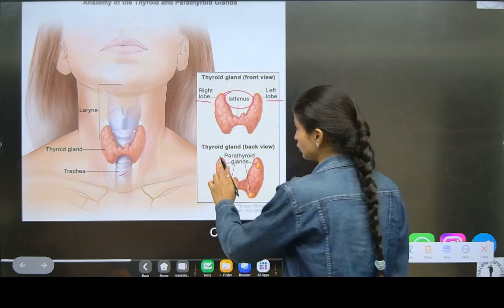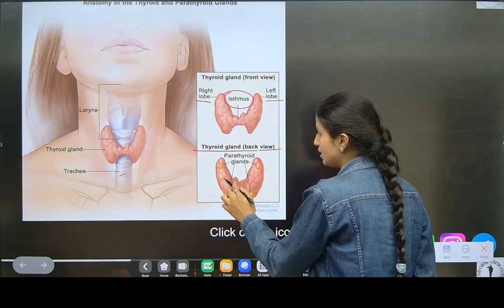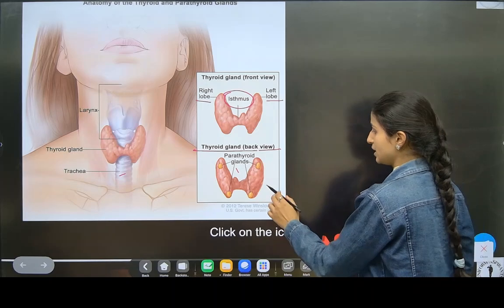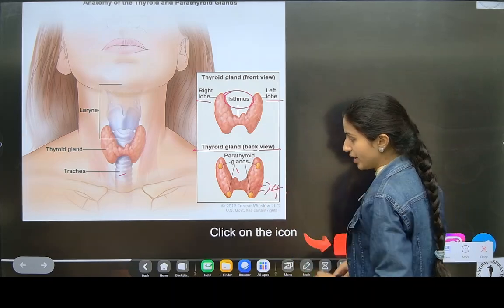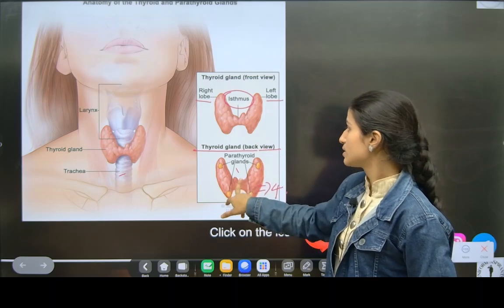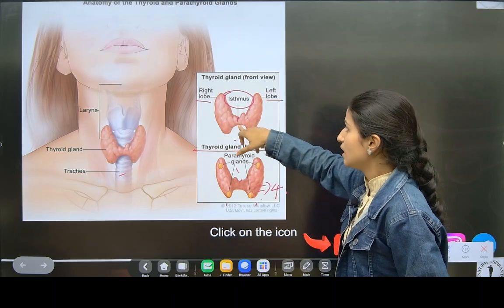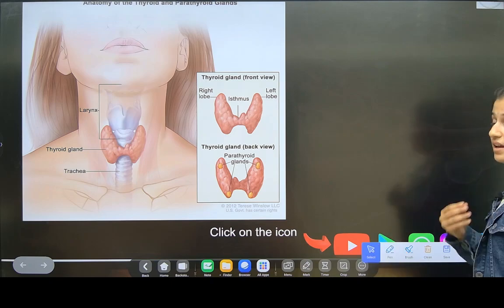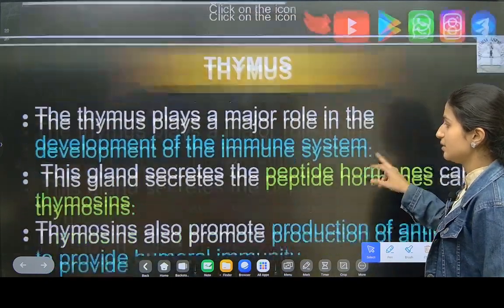Now the thyroid gland backside. 1, 2, 3, 4. These are called parathyroid glands, and they are four. Four parathyroid glands. From the back side it looks like this, and in the front side it looks like this. And where is it in the neck? Near the trachea.